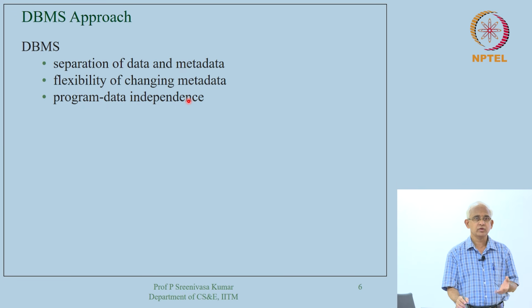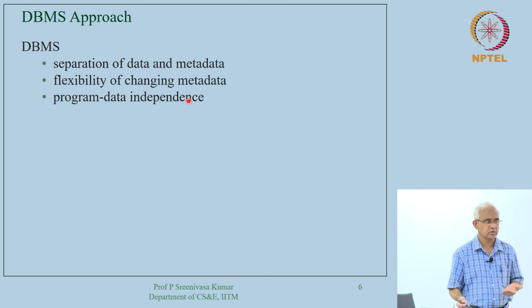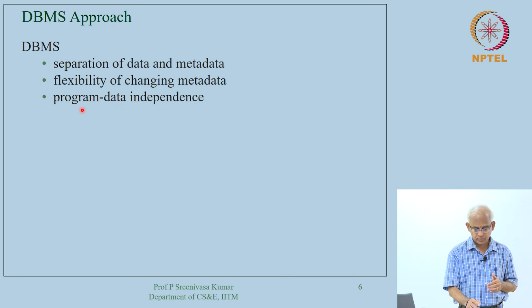So if there is any structure modification that has to be done, it can be done at the catalog level by a separate program, and then those programs that are handling this information can again read this modified catalog information and then go about handling the actual data records. So that way we get what is called program data independence.